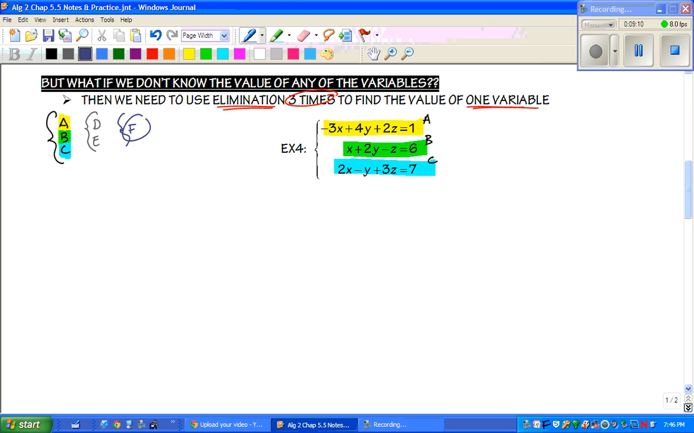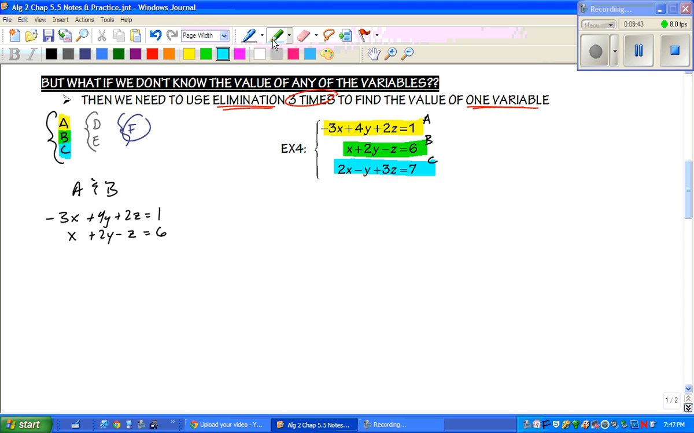And I know it sounds like a lot of work. It kind of is, but we can do this, okay? So, first I'm going to do elimination of A and B. The first thing is to write down the equation: 2z equals 1 and x plus 2y minus z equals 6.